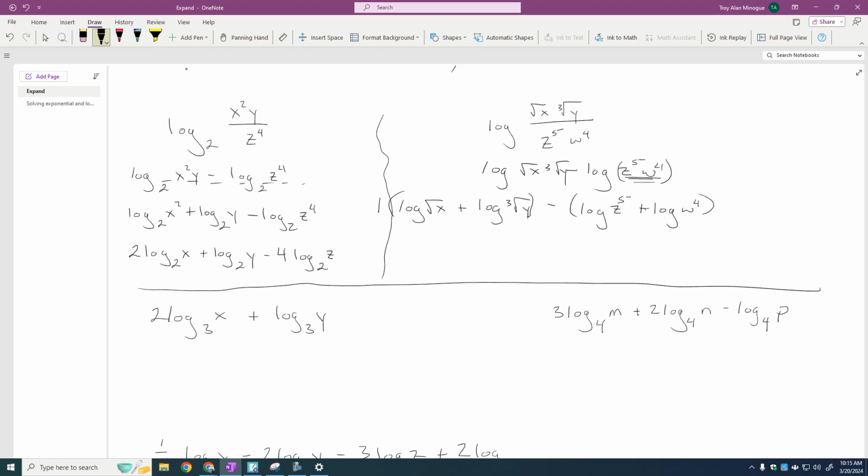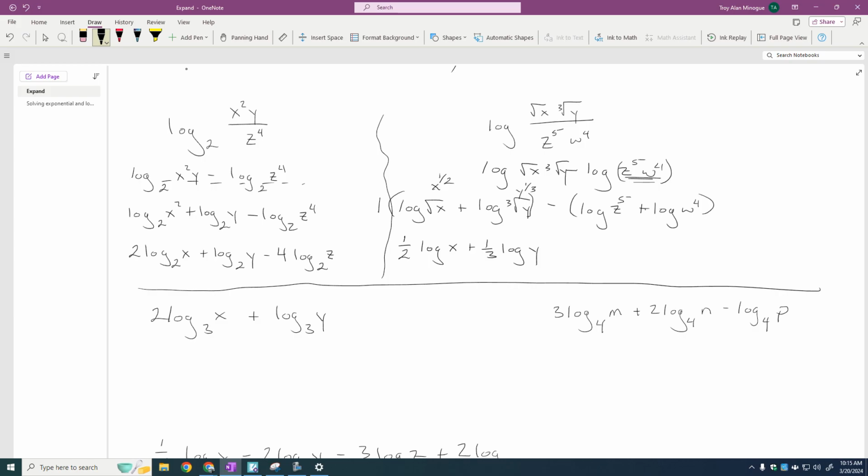Okay. How do I write the square root of x with an exponent? Well, the square root of x can be written as x to the 1/2 power. And the cube root of y I can write as y to the 1/3 power. So I'm going to bring the 1/2 and the 1/3 in front and rewrite this as 1/2 log of x. So now I'm down to just a single variable with no exponent, plus 1/3 log of y.